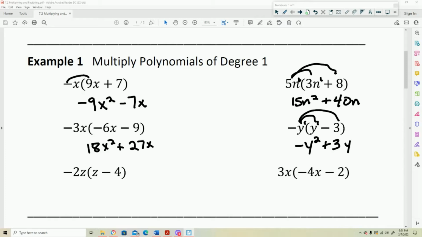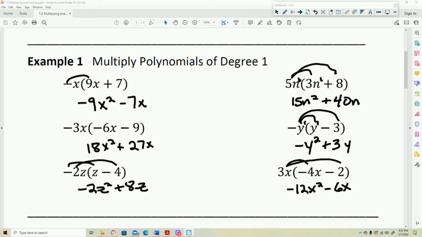Negative 2z times z is negative 2z squared. Negative 2z times negative 4 is positive 8z. Positive 8z. Okay, last one of these. 3x times negative 4x is negative 12x squared. And then 3x times negative 2 is negative 6x. Negative 6x. So this is multiplying polynomials.